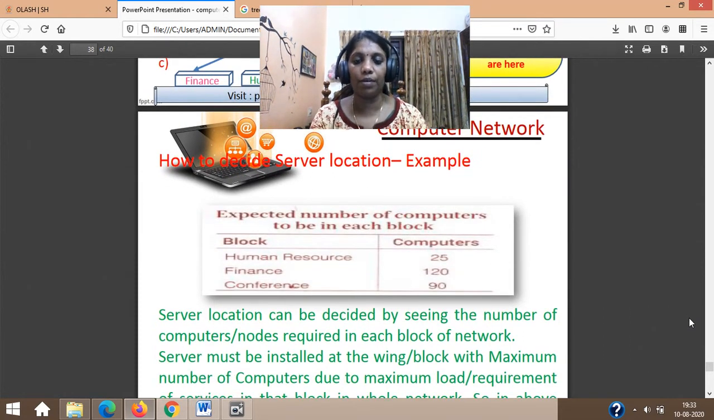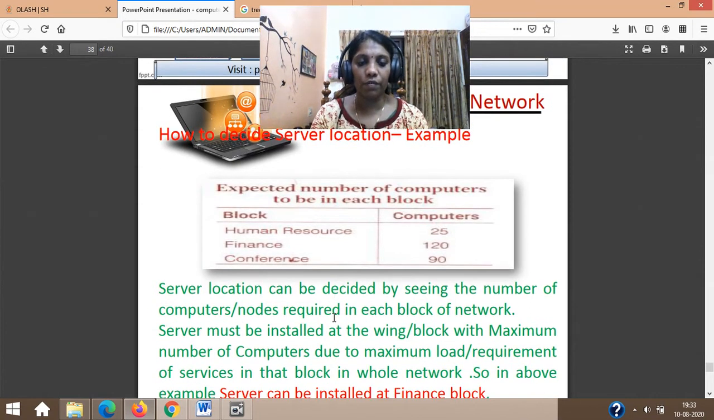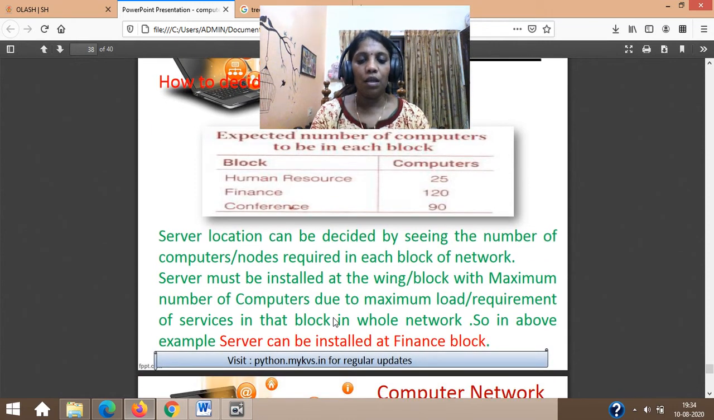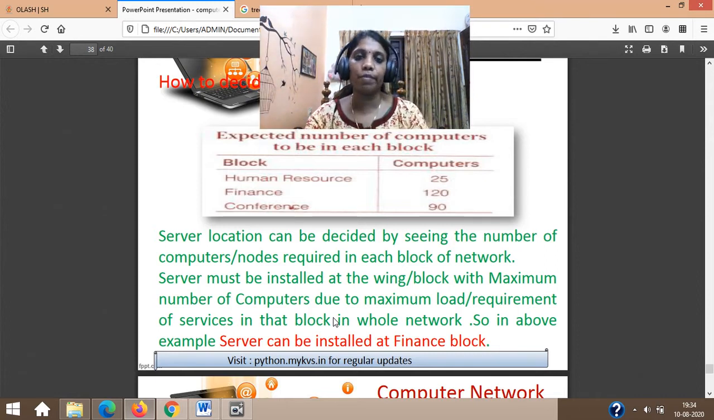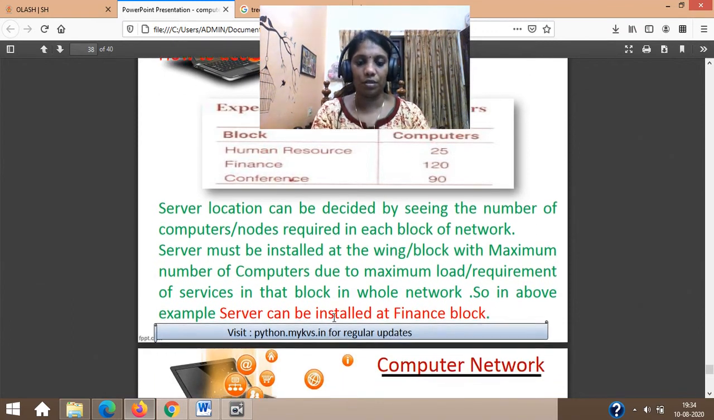How to decide the server? It can be decided by seeing the number of computers, nodes required in each block. The server must be installed in the wing or block with the maximum number of computers. So the server is also installed in the finance block. Sometimes the server will be in one block, and the shortest cable length will be in other areas. Very rarely it happens, but sometimes it can. So your answer to place your hub will be in one block, and the server will be placed in another block. That's totally fine, but it doesn't happen in the normal questions.